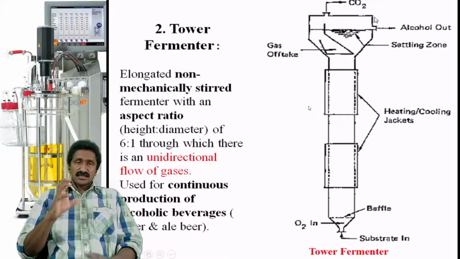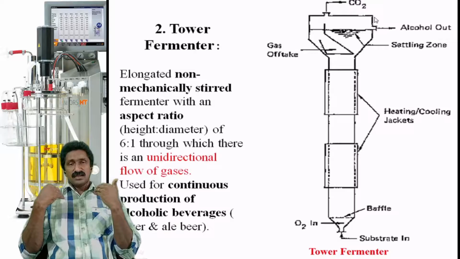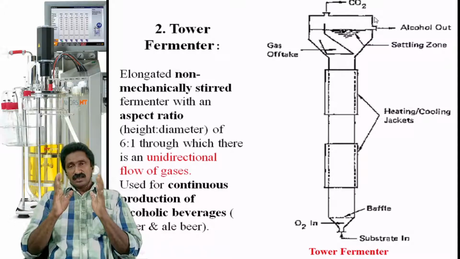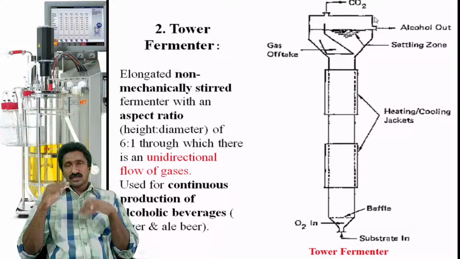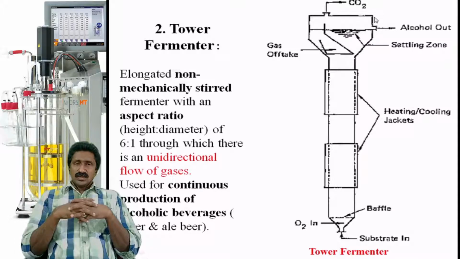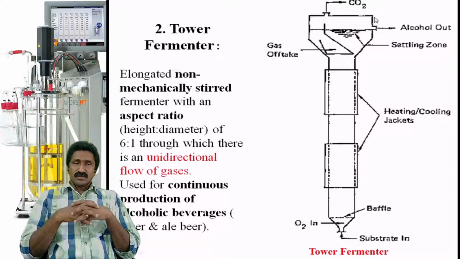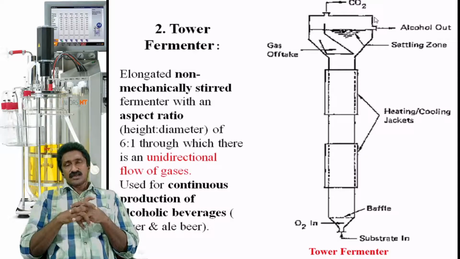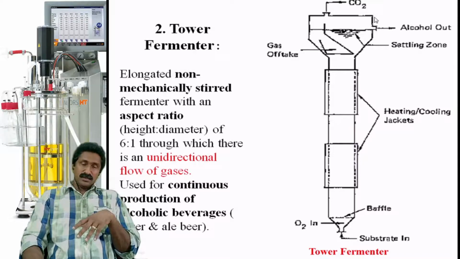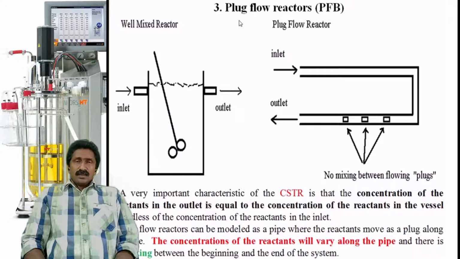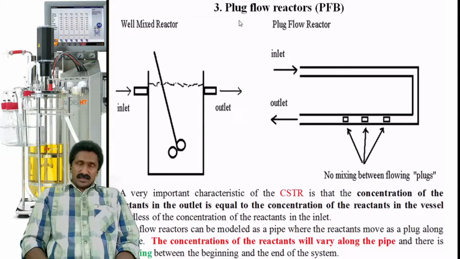And this entire system is designed in such a way that there's only a unidirectional movement of gases and medium. So there is no downward movement, only upward movement. Used for continuous production of alcoholic beverages such as lager and ale beers, etc. This tower fermenter is an optimal model. Now the next one is about plug flow reactors.